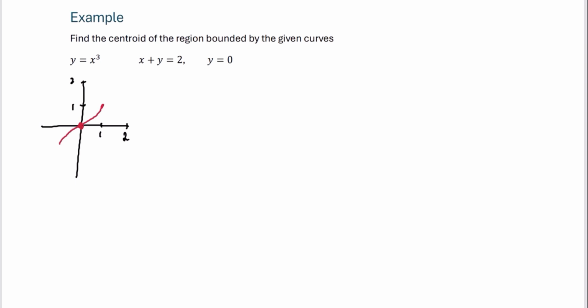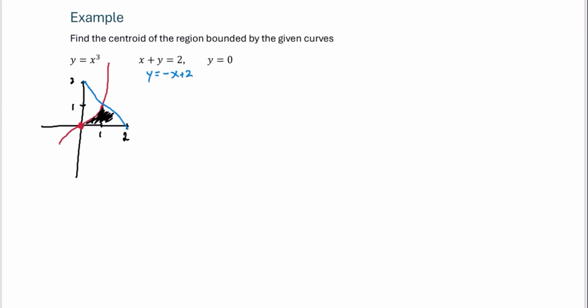It looks something like this. And then the second equation will get y by itself. y equals negative x plus 2. So that's going to start at 2 on the y-axis and have a slope of negative 1. And then we want to also be bounded by y equals 0, the x-axis.